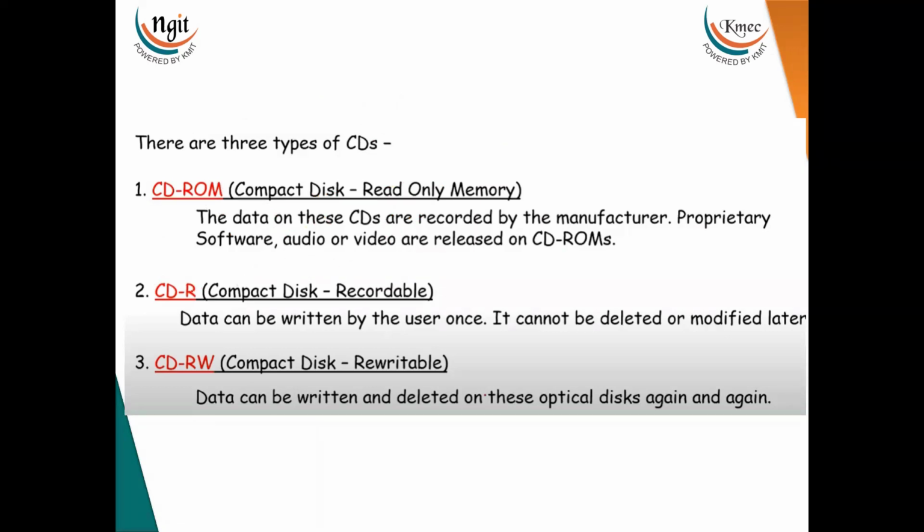Now coming to the CD-R, or compact disc recordable, the user can write data onto this CD one time, and after that it cannot be deleted or modified. Only one-time writing can be done. Now CD-RW means compact disc rewritable. So data can be written and deleted on these optical discs again and again.